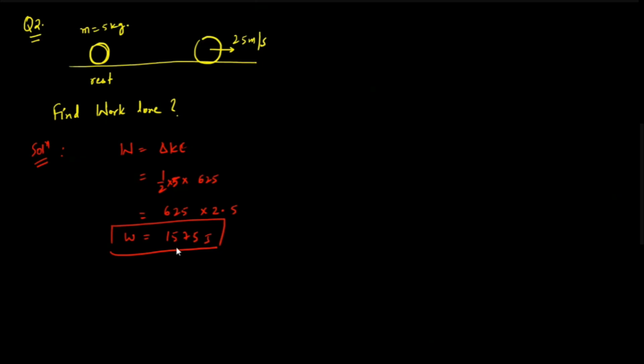Initially it was at rest, so initial kinetic energy is going to be 0. Final is going to be half mv square, so half times m times 25 square is 625. Once you solve this, you'll have 1575 joules. Yeah, so that is what you were supposed to do in these kinds of problems.